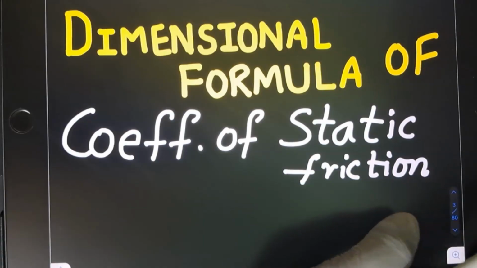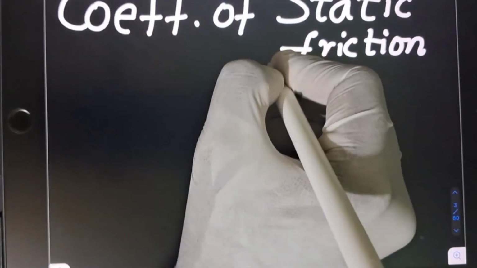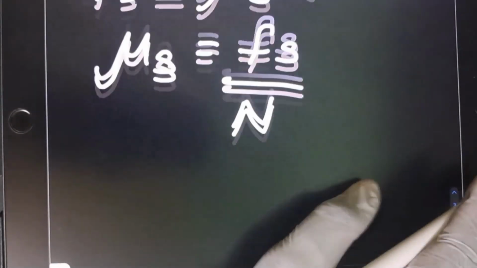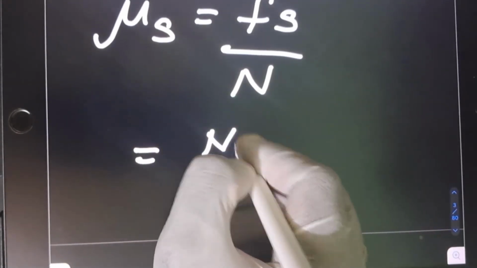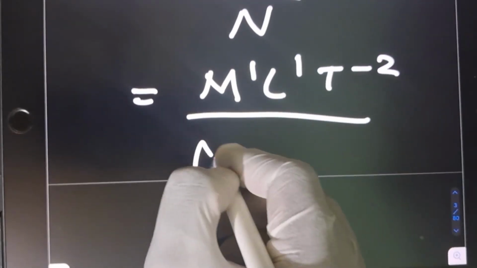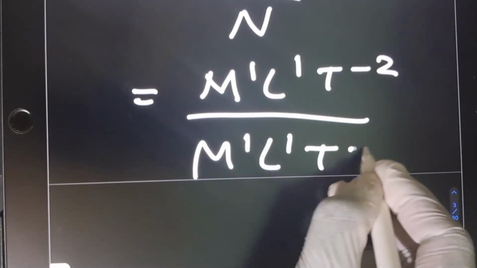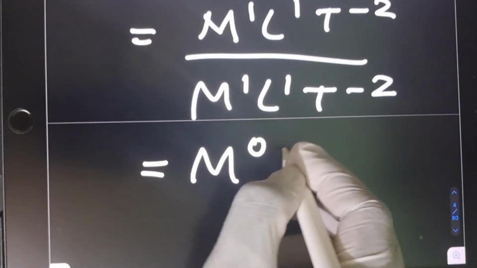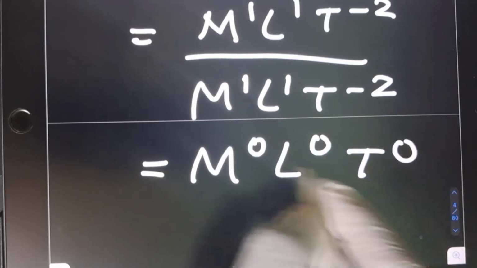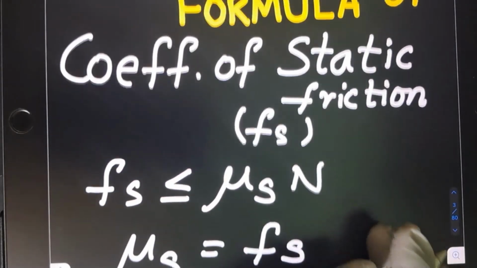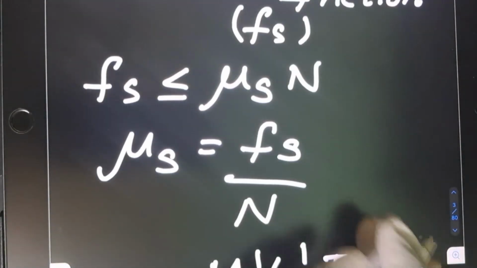To find the dimensional formula of coefficient of static friction, denoted by the letter mu s. Mu s is equal to Fs, force, by N. Fs, force, is M power 1, L power 1, T power minus 2, by N, M power 1, L power 1, T power minus 2. Here N represents normal force, and on cancellation we get M power 0, L power 0, T power 0. The coefficient of static friction has no dimensions, it is dimensionless.